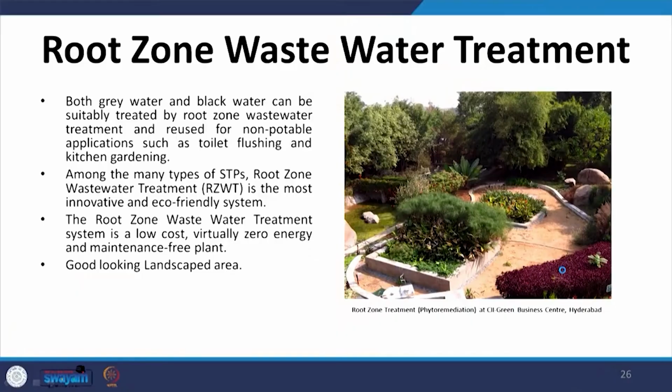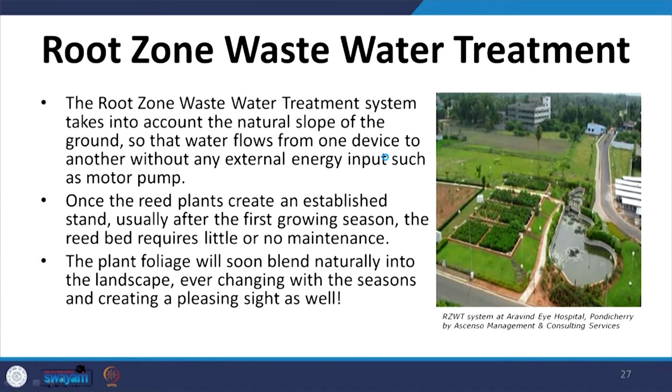This particular photograph shows the root zone treatment plant at CII Sorabji Green Business Center at Hyderabad. These are the ponds where the wastewater is taken in and then passed, and then further it goes and gets collected in a pond which is somewhere here. So, root zone wastewater treatment is a popular strategy where availability of land is there.